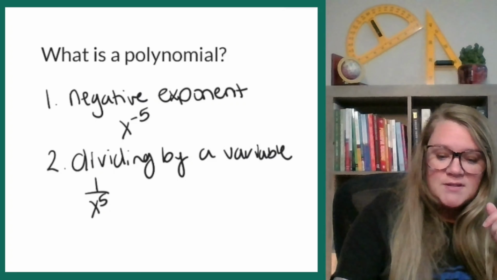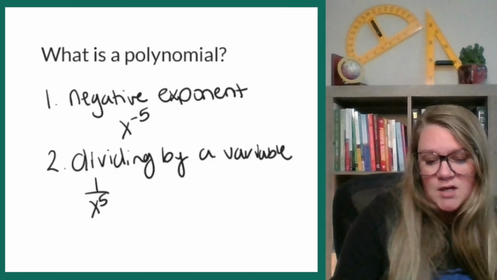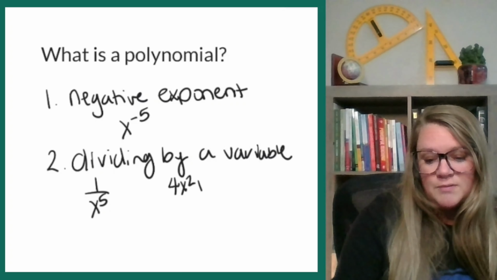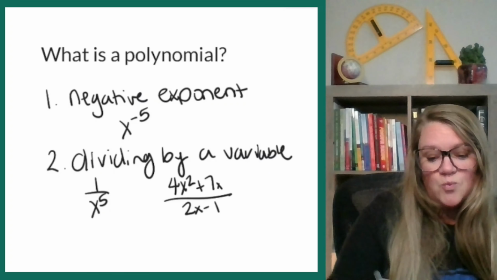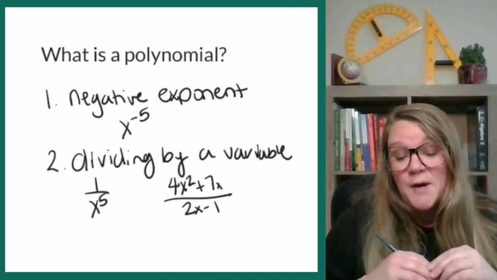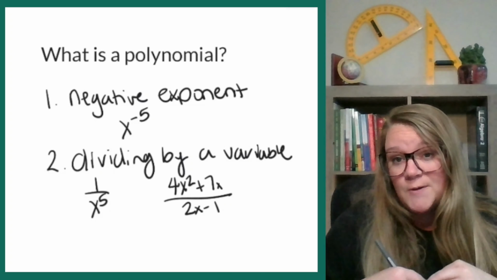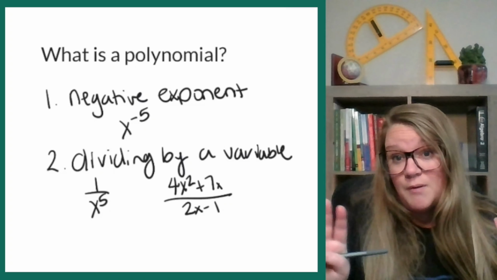Another example that doesn't look like that one would be something like 4x squared plus 7x divided by 2x minus 1. I have a variable on the bottom of that fraction. I'm dividing by a variable. That means this is not a polynomial.